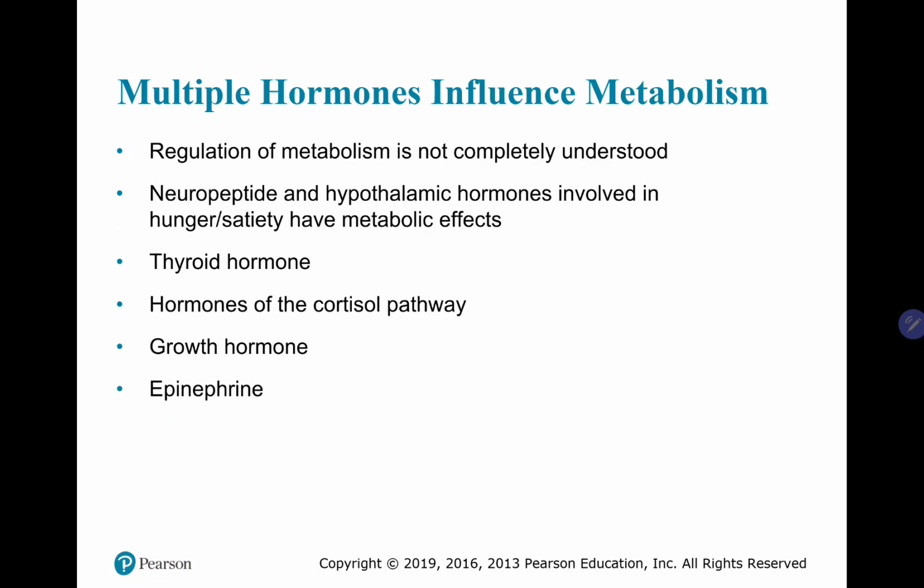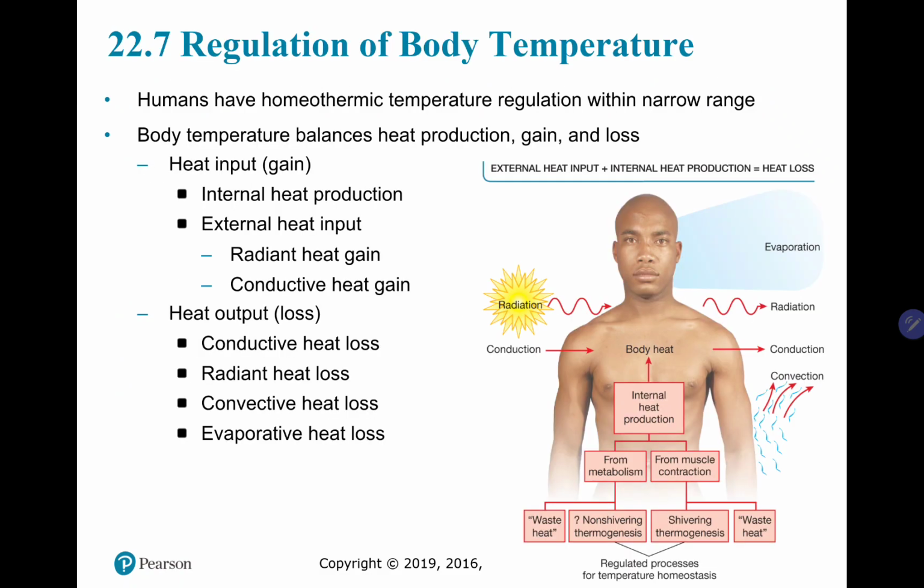Now, there are multiple hormones that influence metabolism. The regulation of metabolism is not completely understood, but we know that neuropeptides and hypothalamic hormones are involved in hunger and satiation, and they have their metabolic effects. The thyroid hormones, the cortisol pathway, growth hormone, and epinephrine all play a role in influencing metabolism. Now, let's change gears to regulation of body temperature.